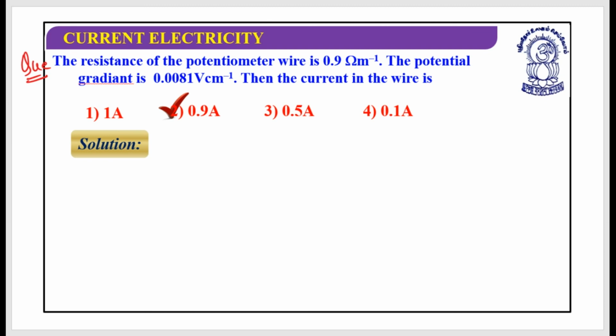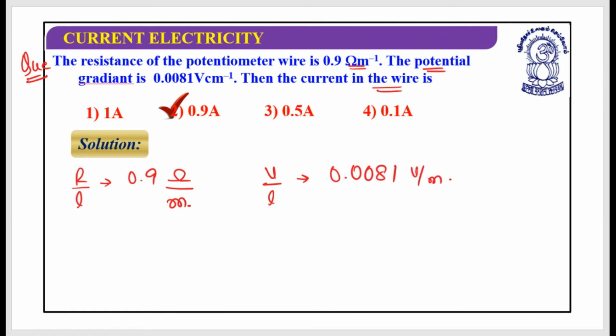Let's look at this question. The resistance of potentiometer wire is 0.9 ohm per meter. So this is not only the resistance, this is R by L. It's 0.9 ohm per meter. Now the potential gradient, that is the V by L, is 0.0081 volt per meter. Current is required.